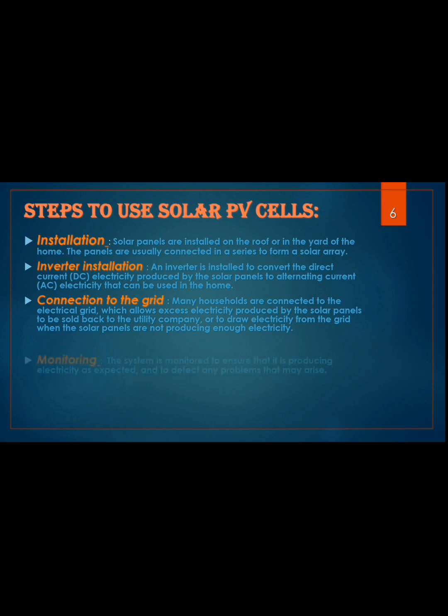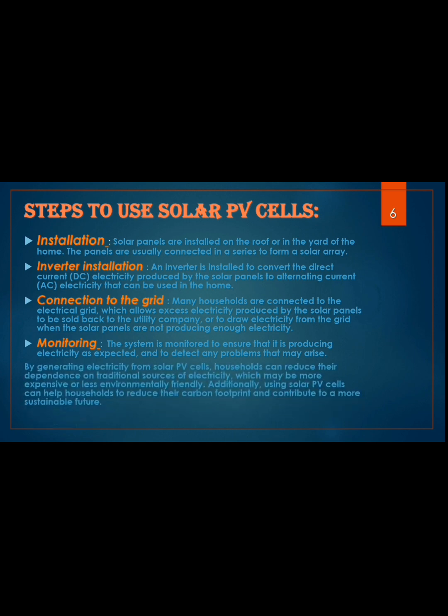Step number 4 is of the monitoring. Monitoring is done of the PV system for checking the proper production of electricity as expected and also to check if there is any problem in the system or not. That is the most important step in the use of solar PV cells, and using solar PV cells is nowadays contributing to a more sustainable future. That means it will be helpful for the future generation.